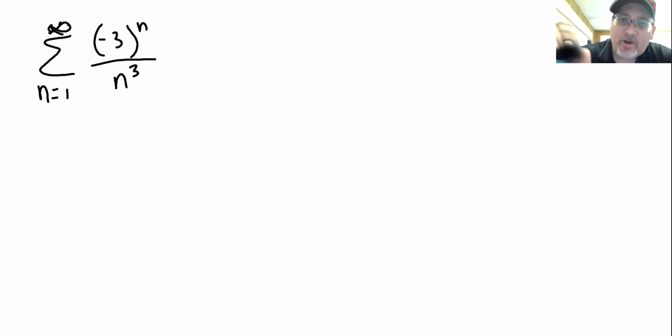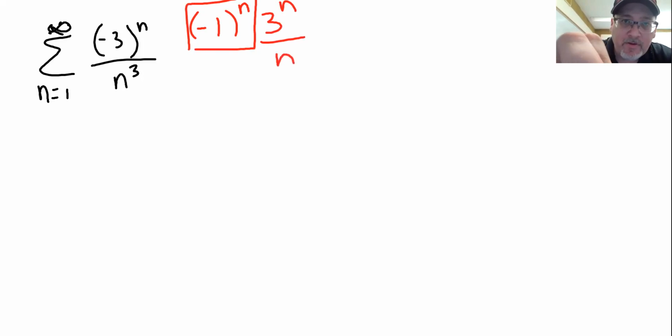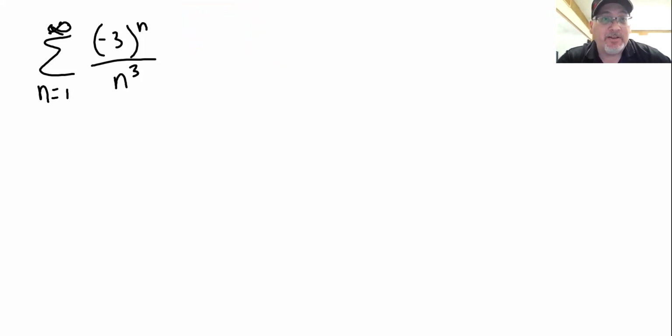Now, if you're thinking this is an alternating series, you would be correct, because you don't have to, but you could split the (-3)^n as (-1)^n and 3^n to expose the alternator in the problem. But it's not necessary to do that unless you are going to just look at the part without the alternator. But regardless, let's check for the convergence using the ratio test.